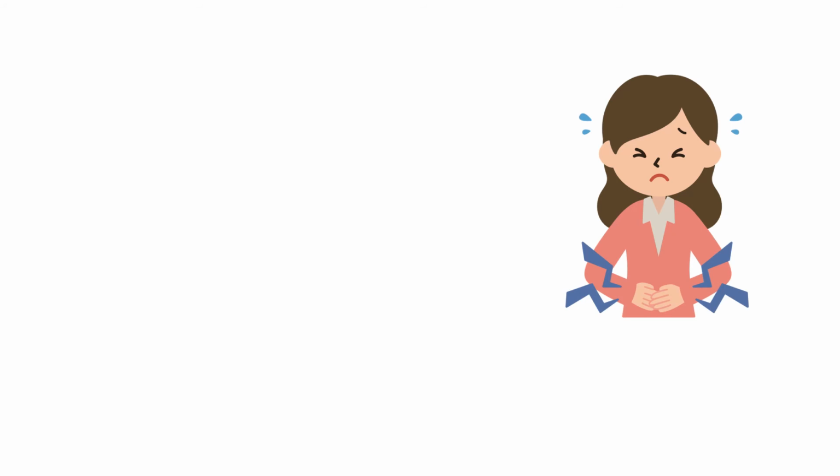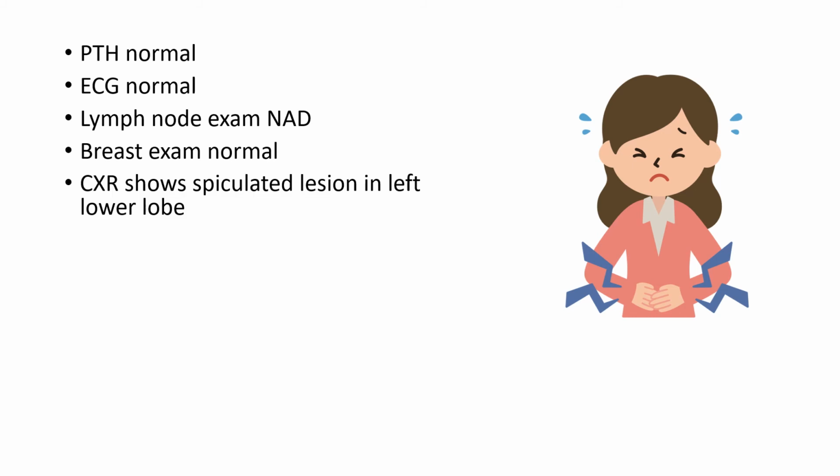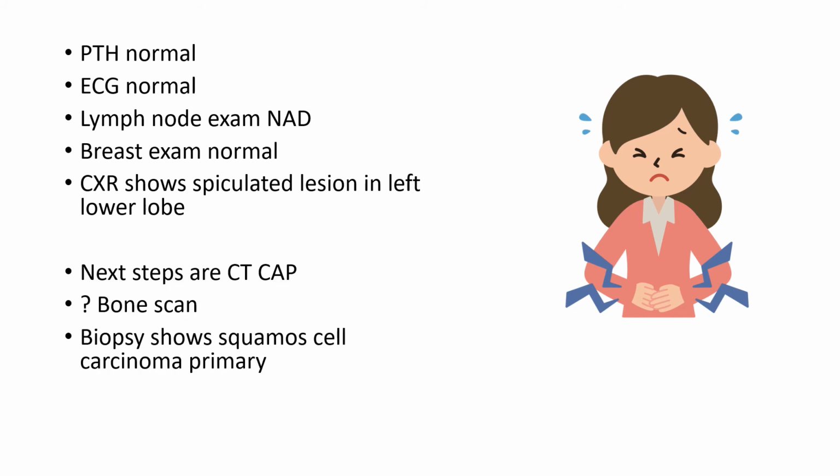So let's turn our attention back to Karen. Her PTH was normal, the ECG was fine, lymph nodes were all okay, neck, axilla and groin, breast examination normal, chest x-ray showed a spiculated lesion in the left lower lobe. Suspicious. So you need to do a CT scan pretty quickly and get a biopsy. You can also consider doing a bone scan as well.